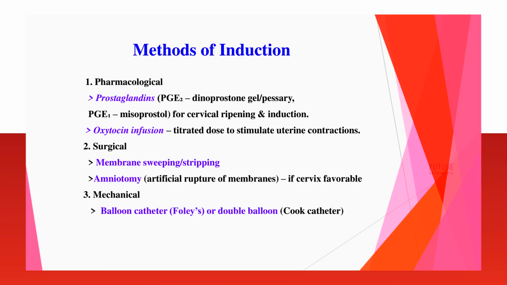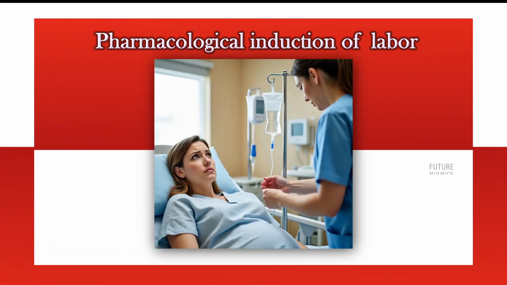Usually we have three types of methods of induction, such as pharmacological, surgical, and mechanical. In case of pharmacological, we are using drugs in order to ripen the cervix. These are prostaglandins and oxytocin. The surgical methods include membrane sweeping or stripping and amniotomy. The third one is mechanical, which includes balloon catheter or double balloon catheter induction. Now I will explain pharmacological induction of labor in detail.